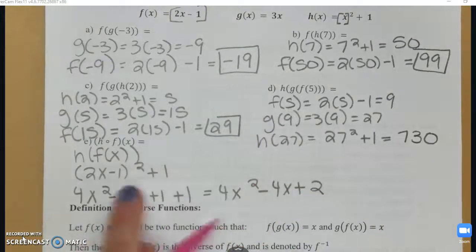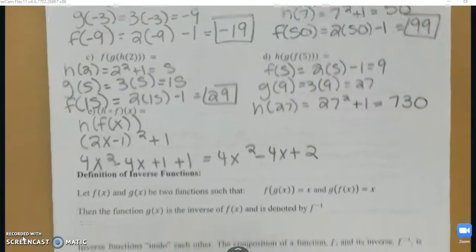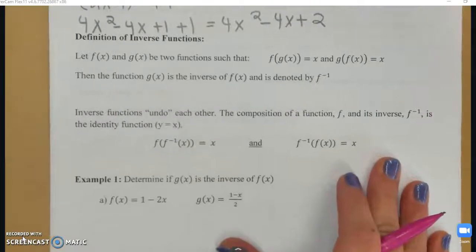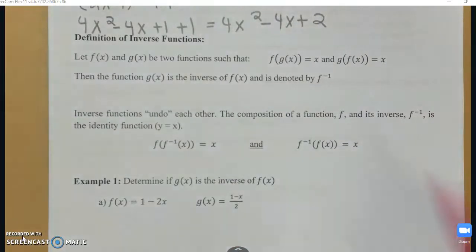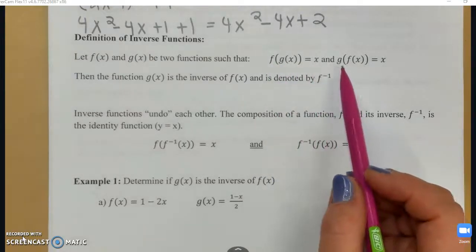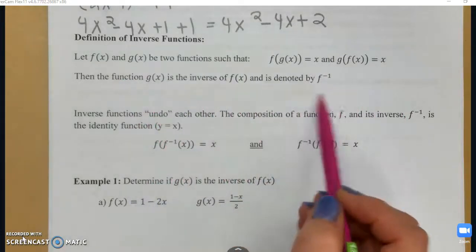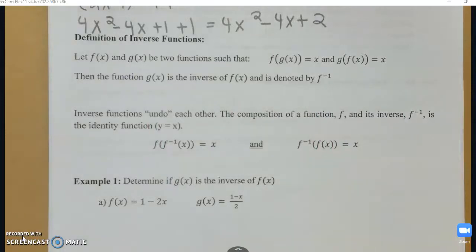All right, so this is the information we need to be able to do in order to work with inverse functions. So the definition of an inverse function: if I have two functions, f and g, if I take the composition f of g and I get x, and I take the composition g of f and also get x, that means g is the inverse of f, and we notate it f to the negative 1. That is our notation for an inverse function. So to confirm if functions are inverses, you have to see if they undo each other. So you take the composition both ways, and you have to get x as the result.